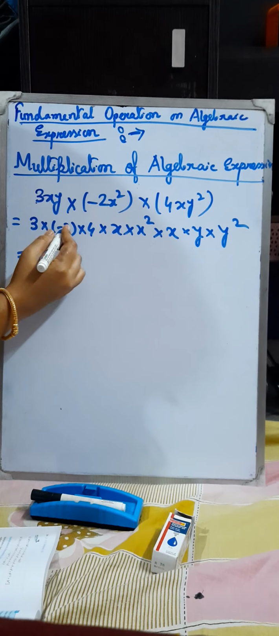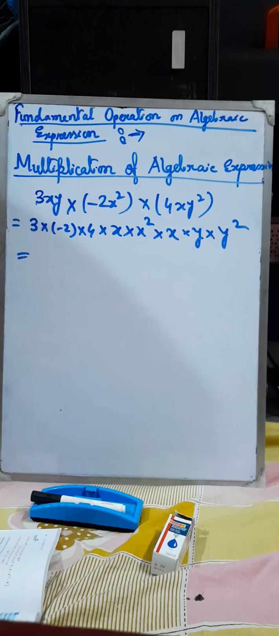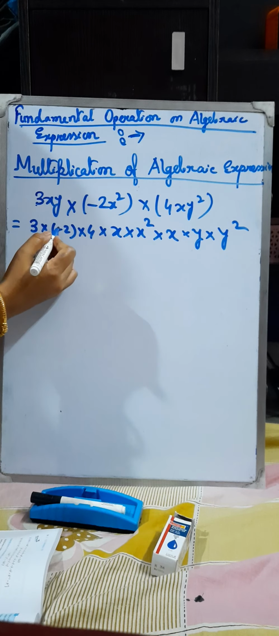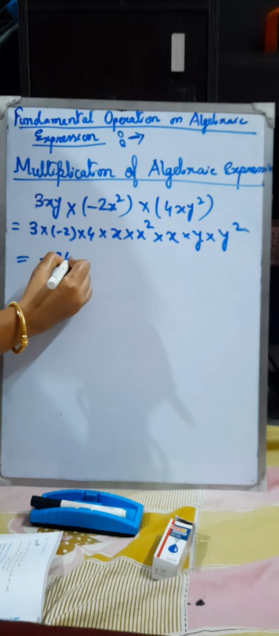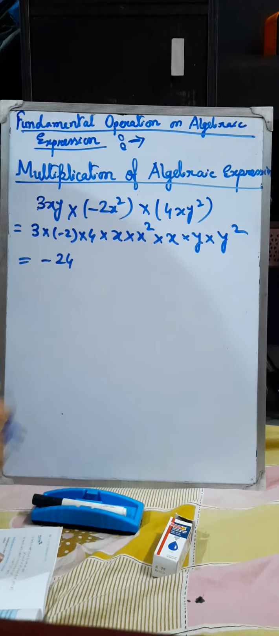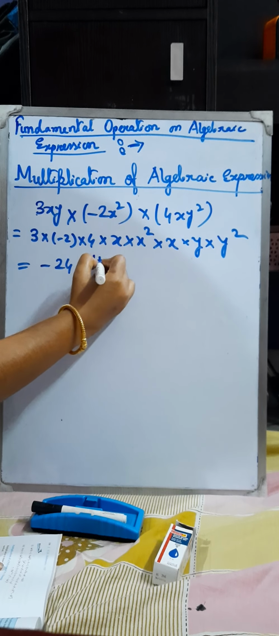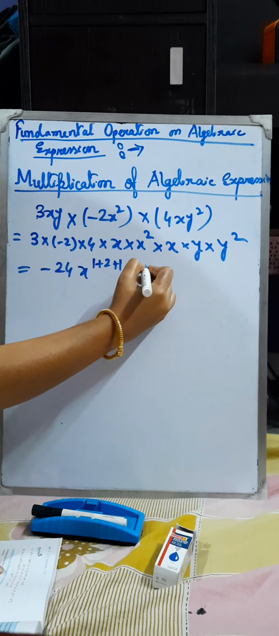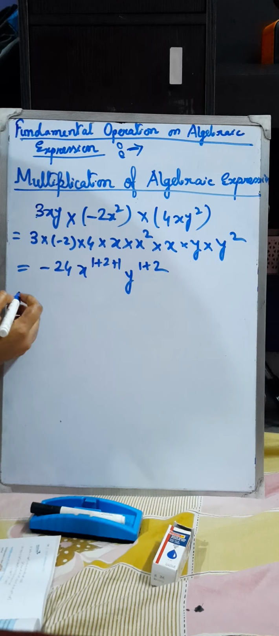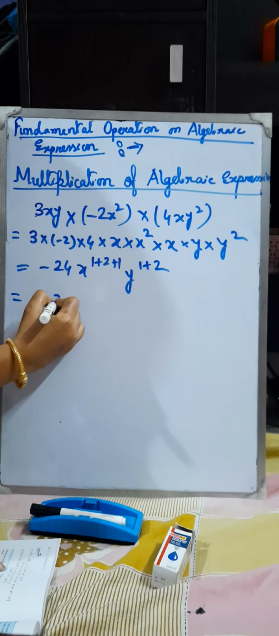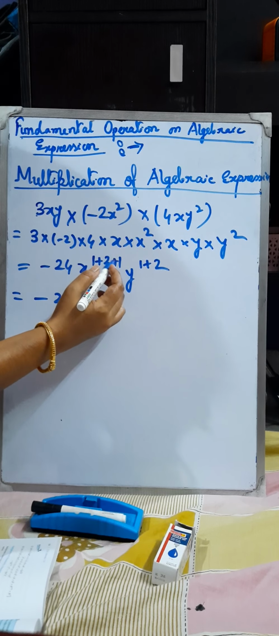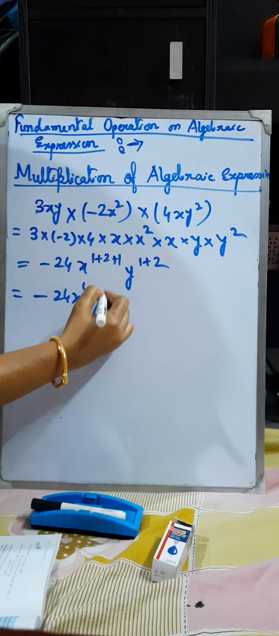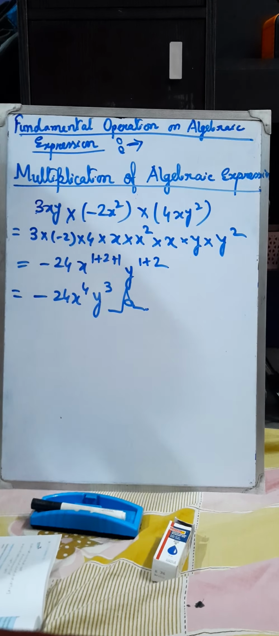So 3 sixes are 18... 3 into 2, 6, 6 fours are 24. And plus into minus is minus, minus into plus is again minus. So minus 24. x to the power what? 1 plus 2 plus 1, and y to the power 1 plus 2. So the answer will be minus 24, x to the power 4, y to the power 3. This is your required answer.